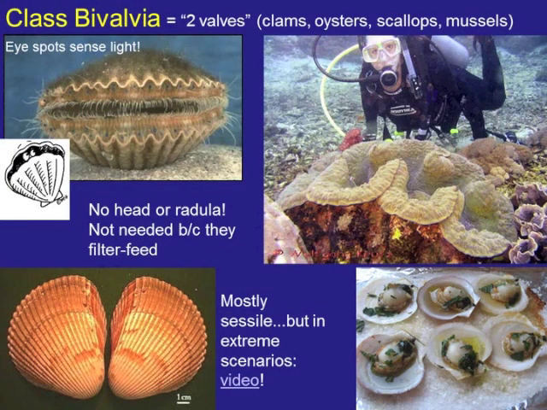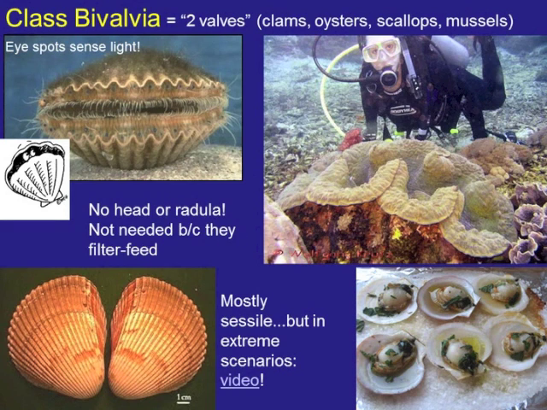As we move into class Bivalvia, which means two valves, including the clams, oysters, scallops, and mussels. In the top left, we can see a picture of a clam, and the thing to notice are those little blue dots inside of the shell on the mantle. Those are eye spots that actually sense light. One thing to note about bivalves is they have no head or radula. That's because they filter feed.